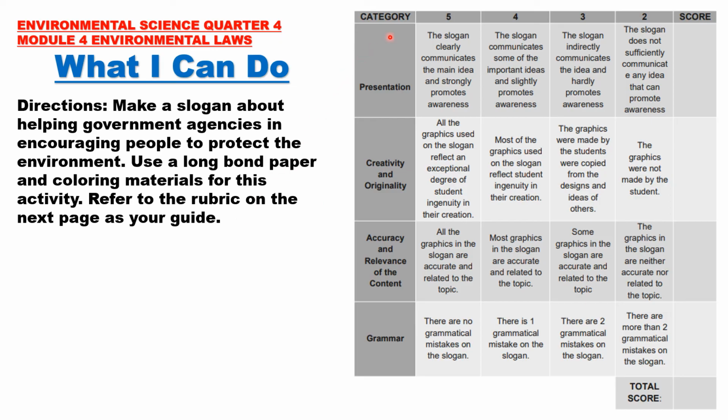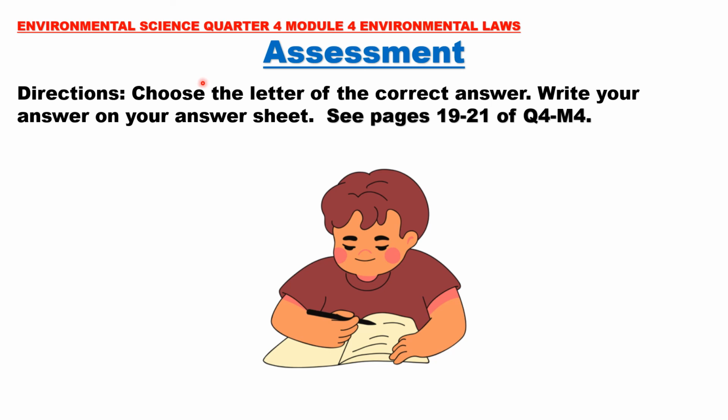So for what I can do, you will be graded based on the following categories. First, presentation. The slogan clearly communicates the main idea and strongly promotes awareness. Creativity and originality. All the graphics used on the slogan reflect an exceptional degree of student ingenuity in their creation. Accuracy and relevance of the content. All the graphics in the slogan are accurate and related to the topic. Grammar. There are no grammatical mistakes on the slogan. So the perfect score for this activity is 20 points. Assessment. Choose the letter of the correct answer. Write your answer on your answer sheet. See pages 19 to 21 of Quarter 4, Module 4.